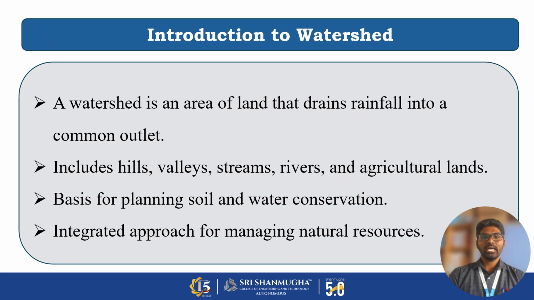Watershed is the area wherein excess rainfall from the hilly areas is collected in a single common outlet. Drainage rainfall is collected through a single common outlet. This can be from hills, valleys, streams, rivers, and agricultural land, etc. Whatever it may be, the area from which the drainage of rainfall goes into a single common outlet is called a watershed.